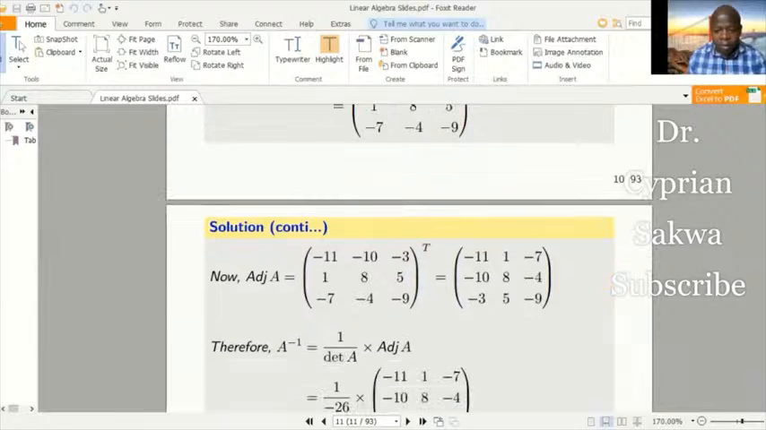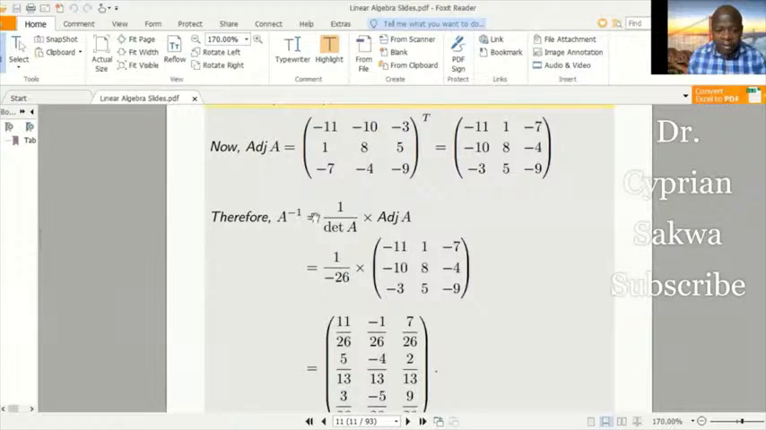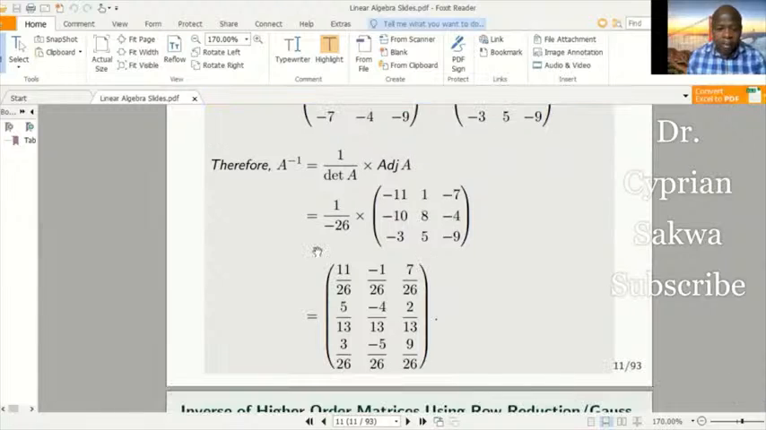Our question was to find the inverse. And the inverse is 1 over the determinant times the adjoint. This is our determinant, negative 26. So 1 over negative 26 times the adjoint. If you want, you can leave your answer at this point, or you can take these values inside. When you multiply inside, this becomes positive 11 over 26, this is negative 1 over 26, this is positive 7 over 26, and so on. So this is the inverse of this matrix. And this is how we find the inverse of matrices by use of the adjoint.